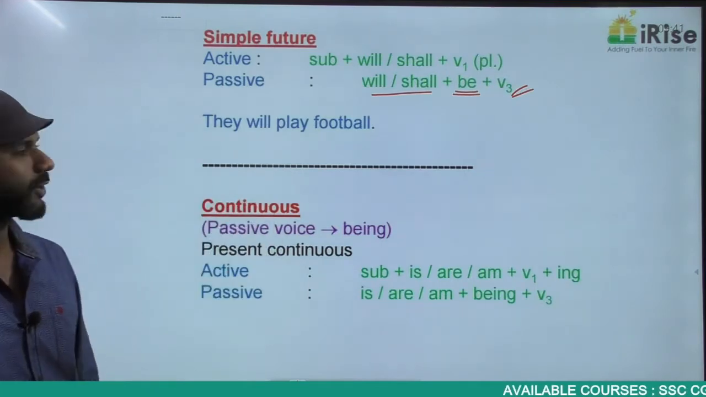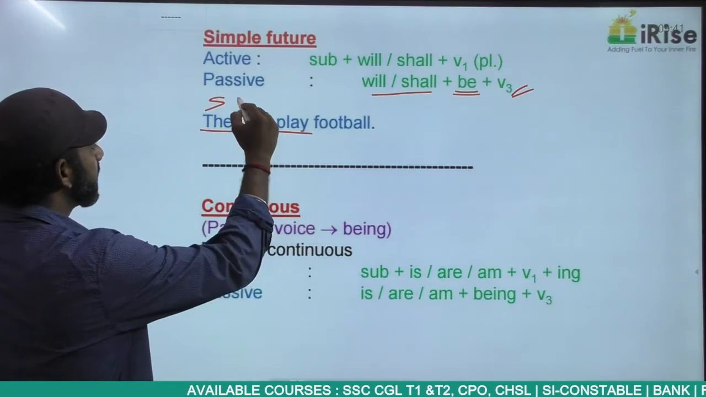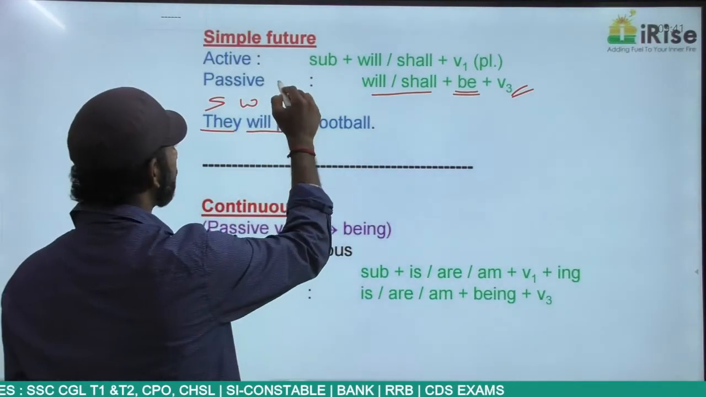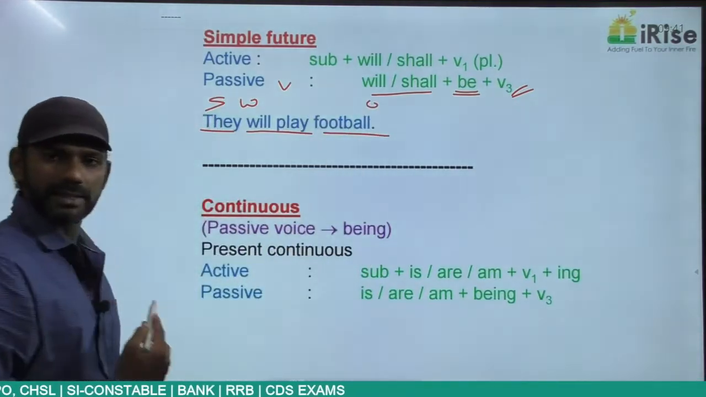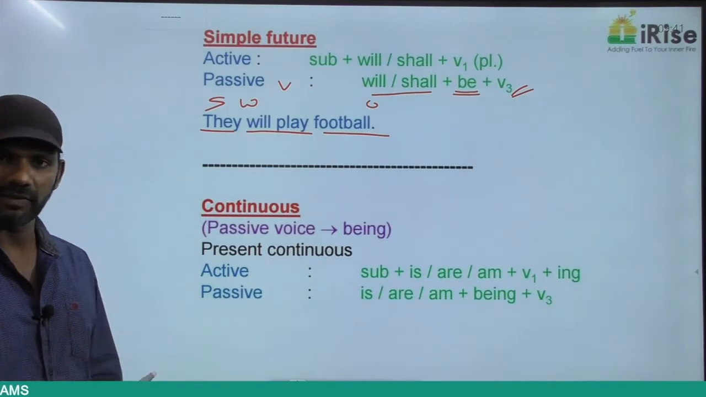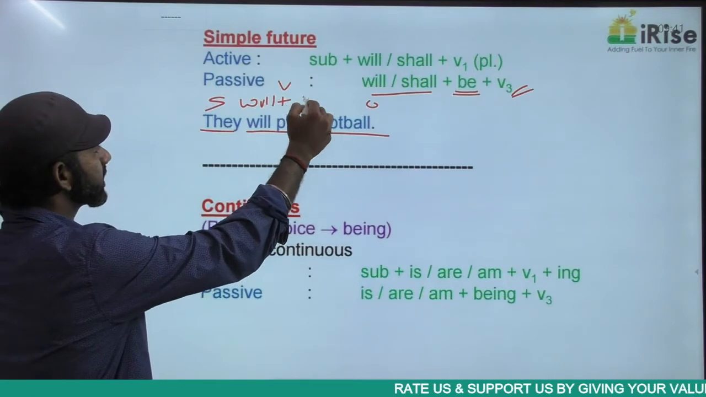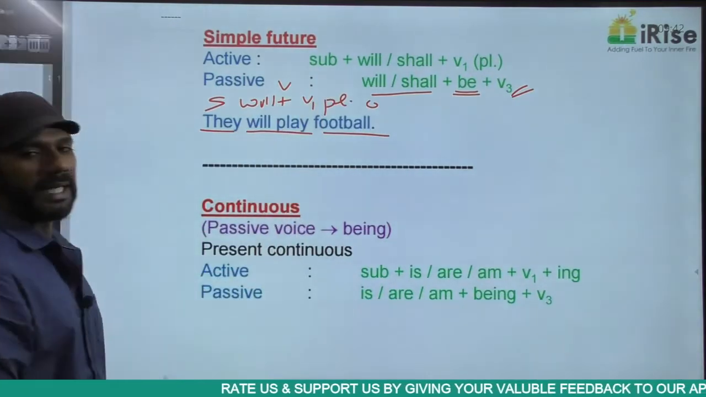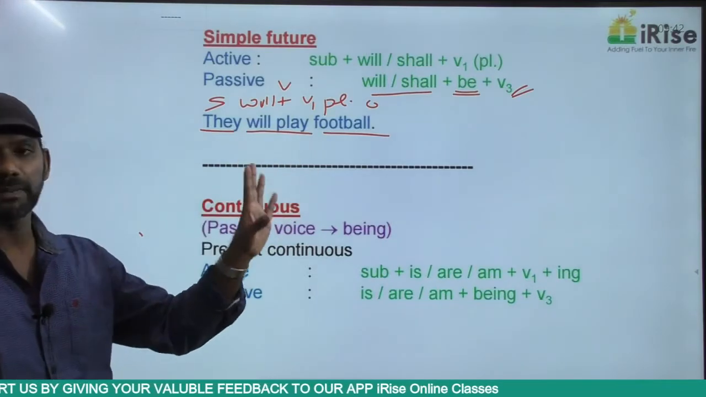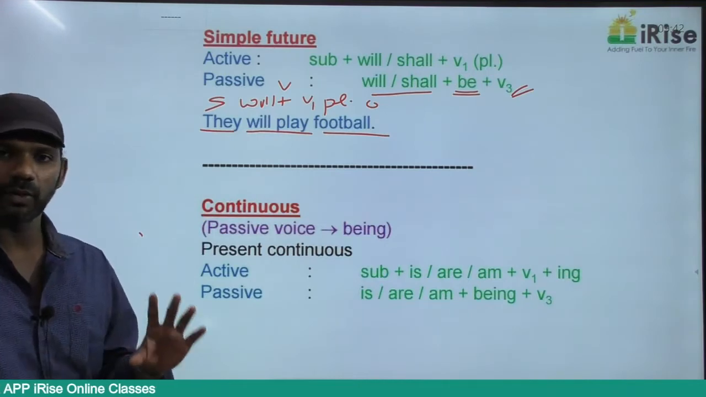They will play football, active voice. The subject here is they. Will play is the verb here. Football is the object here. Subject, verb, object: active voice. Doer, verb, receiver. Subject, verb, object. Will play is will plus V1 plural. Play is V1 plural. And subject plus will or shall plus V1 plural is simple future in the active voice. So they will play football is active voice, simple future.